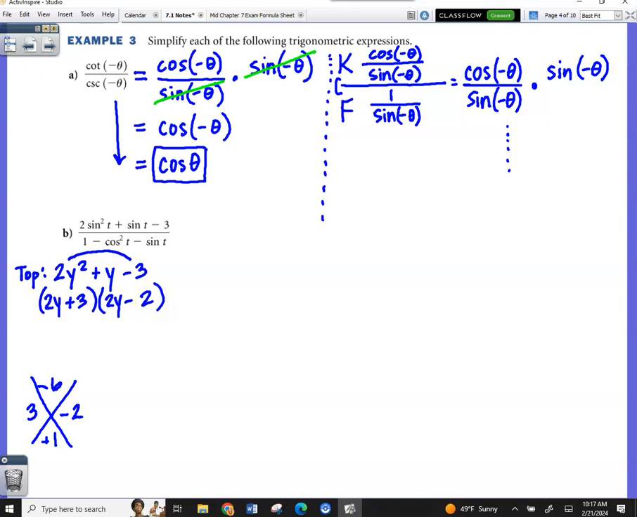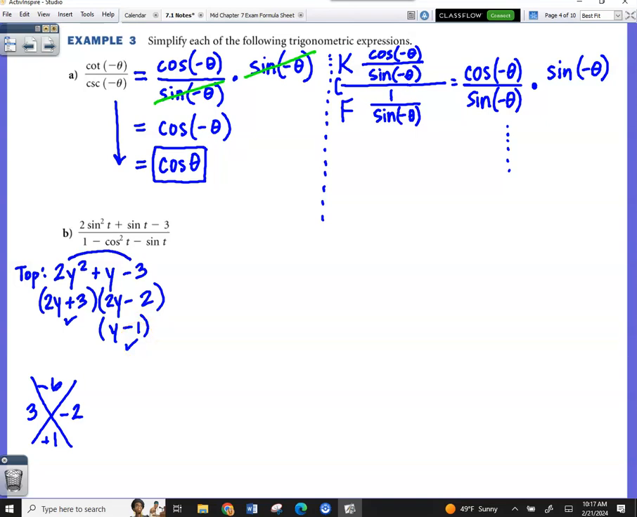One set of parentheses will be done. This one's done. One of them will clean up. When we say clean up, we mean a GCF will just divide out of thin air. It's going to disappear, right? 2y minus 2 will clean up to just y minus 1, and now it's done.